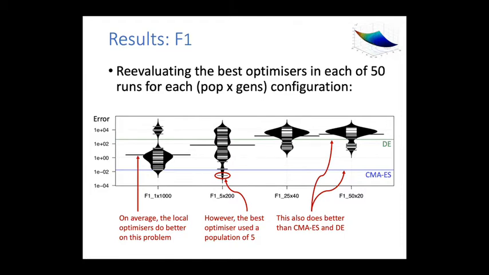So these plots also show how well differential evolution and CMA-ES did on the same problem. These numbers are taken from the literature. And you can see here that CMA-ES does very well on this simple landscape, yet one of the evolved optimizers does slightly better.